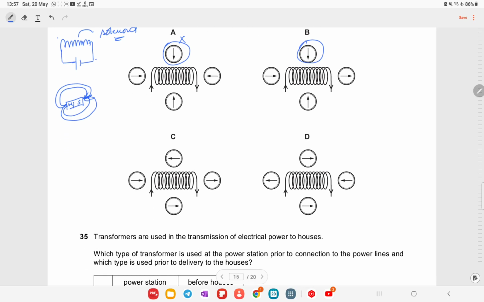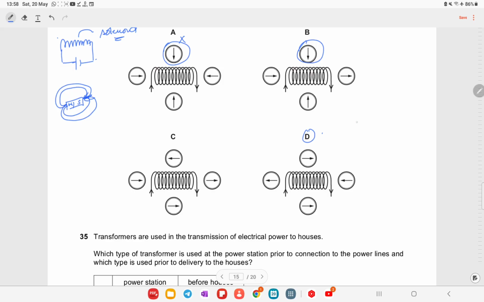So if you use the right hand grip rule, you find out the direction of the current, and then you bring out your right hand, and you curl your fingers in the direction of the current, then the thumb will tell you which one is the north pole. Your thumb will be pointing towards the north pole, and the other side will be your south pole. So option D is the right answer, because if you do this thing, then you will be able to understand how it's going to be the right answer.